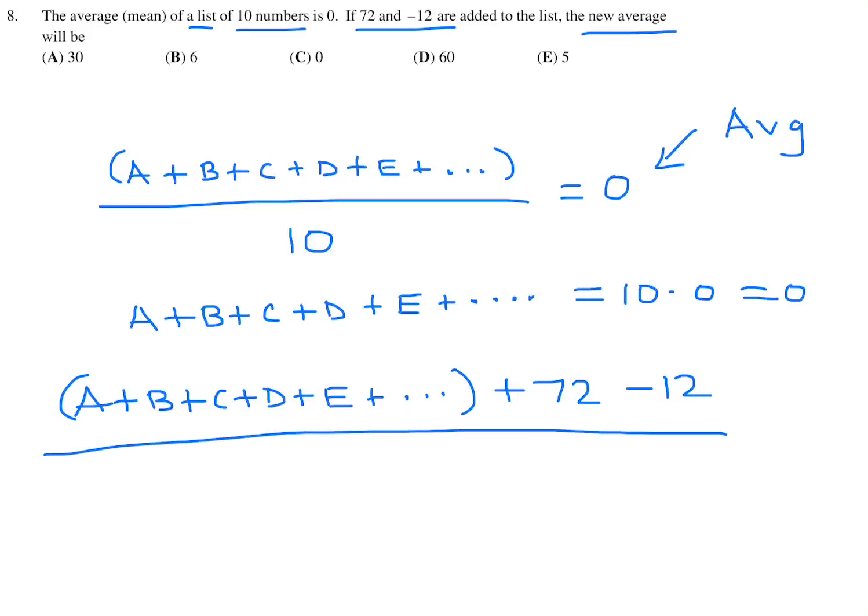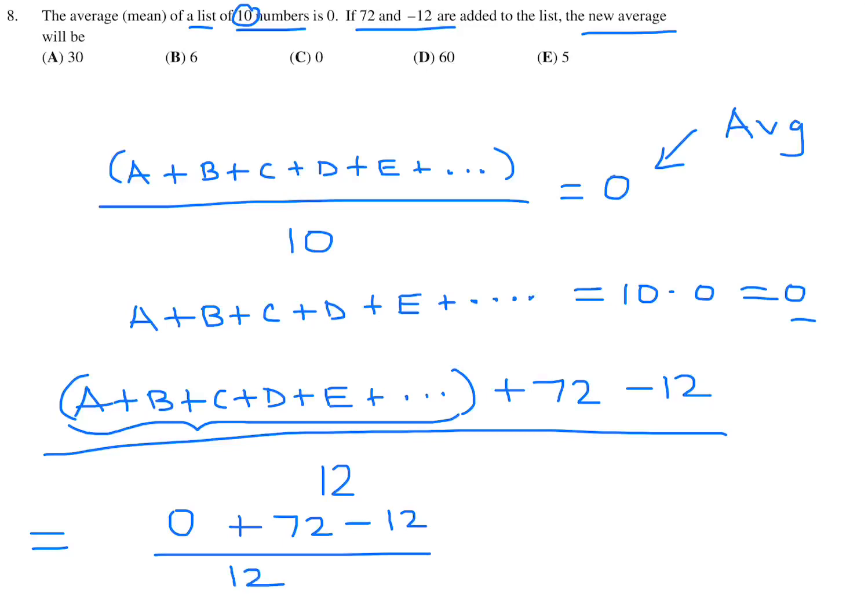Well, first of all, how many numbers do we now have? Well, initially we had 10, right? So now we have 2 more, so we have 12 numbers. And this part here, we know, is equal to 0. So put that 0 there, 72 minus 12 over 12. And this simplifies to 60 on the numerator over 12, the denominator, and that is 5. So the answer here is E.